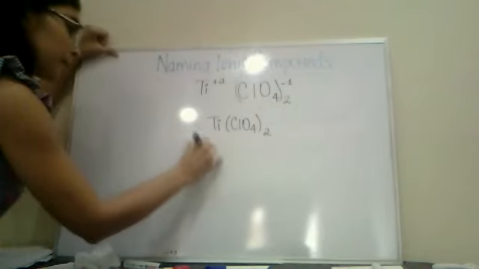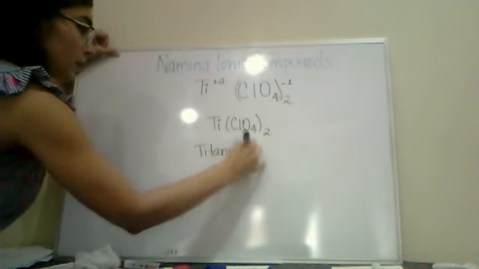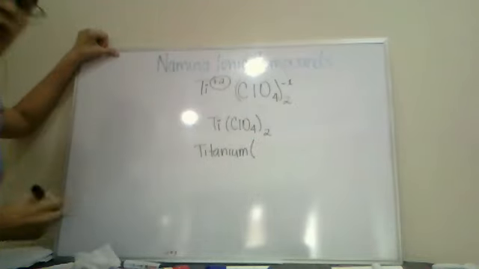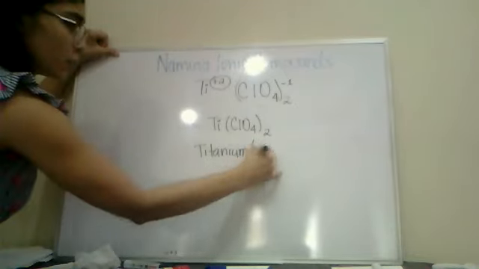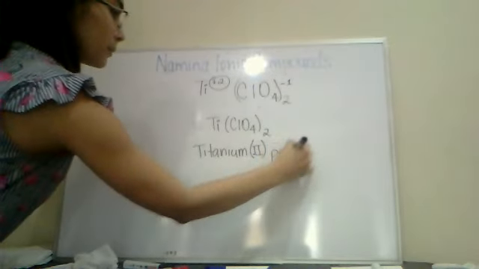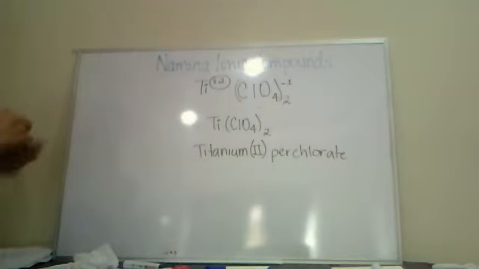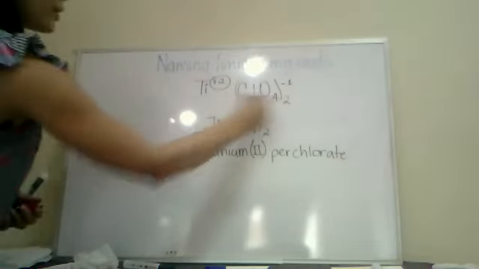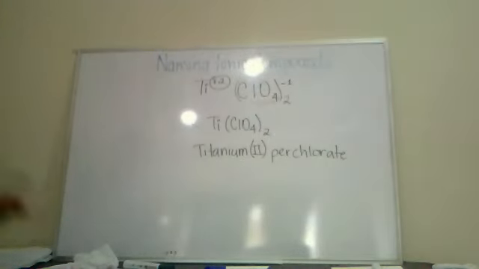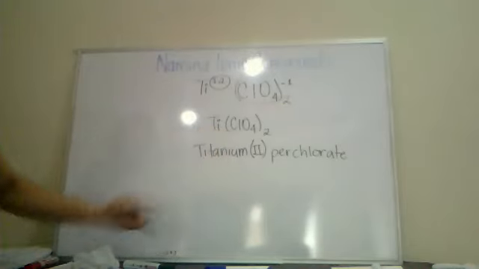And the name is going to be, I name my metal first, titanium. I open parenthesis, I'm using the charge of +2, so I put the 2 between parentheses. And then I name the polyatomic ion, which is perchlorate. The names of these polyatomic ions are already given. They're on a chart on your periodic table or in your books, okay? So you don't need to learn them because they're already given to you. You don't have to memorize them. So this is it, titanium perchlorate.